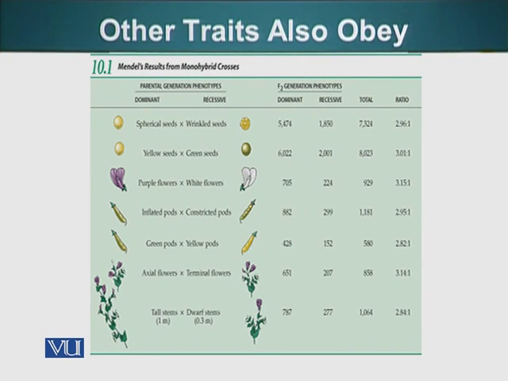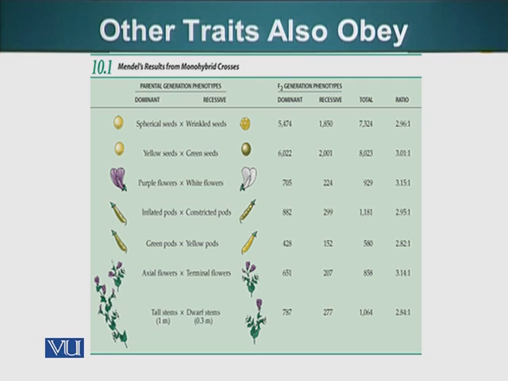Here on the screen, you can see that Mendel did not restrict himself to just the seed shape. He did similar experiments with other traits, other characters of the plant, but he always got the same result. When he crossed the F1 generation, the F2 generation had the same ratio. The ratio was 3:1, 3 from the dominant, whether it was the seed shape, seed color, flower color, the shape of the pod, the color of the pod, whether it was the position of the flower, axial or terminal flowers, or the size of the plant.